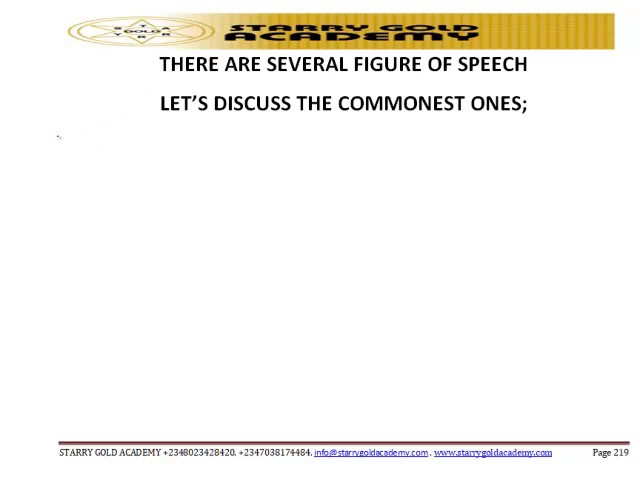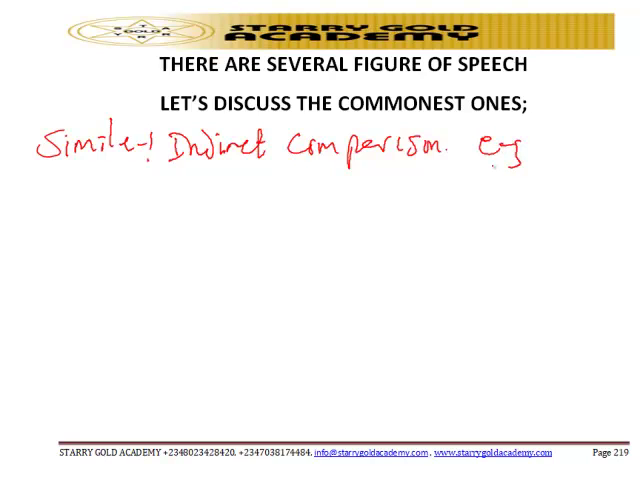Now, simile. I believe this is not your first time hearing the word simile. It uses the word as or like in comparison. It's an indirect comparison. For example, we may say the boy is as hard as iron. Indirect comparison using the word like or as. The boy is as hard as iron.